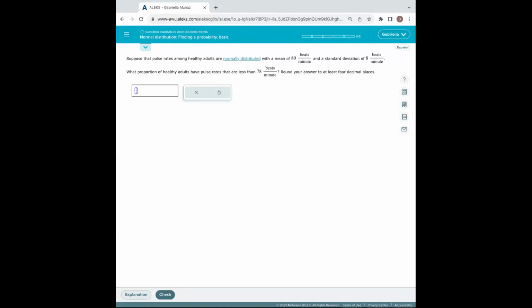We assume that n is 1 unless we're told otherwise. If they don't tell you how many, you just go with that. So x bar is 80, mu is 78, sigma is 8, square root of 1. So we calculate this value.